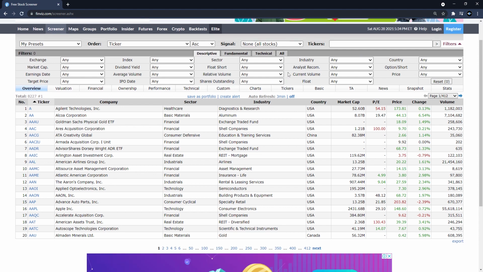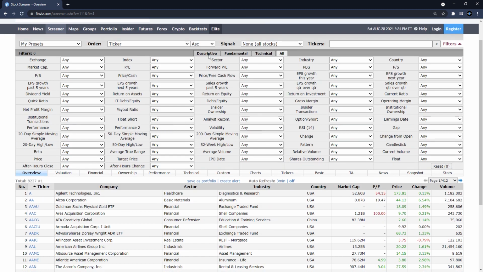Then what do I prefer to do? I go and click right here on All. I don't only have the descriptive or the fundamental; I have the filter set to All. As you can see, if you did everything right, you will have five columns right here. When I go over these filters, I will also show you what they mean and all the other good stuff.